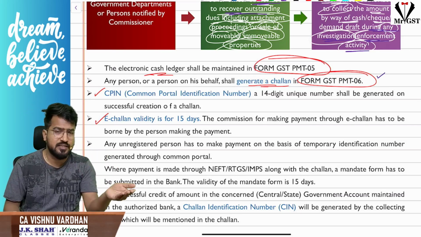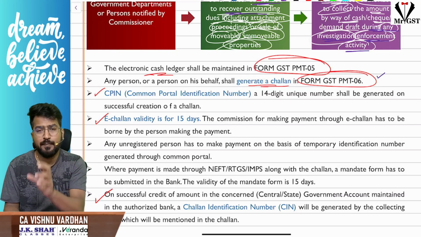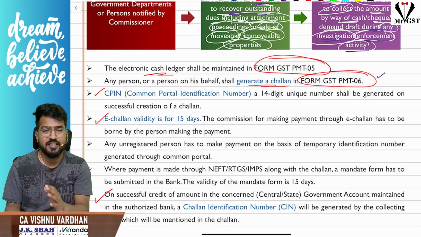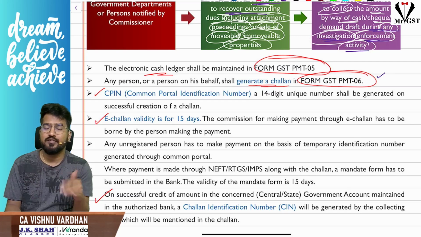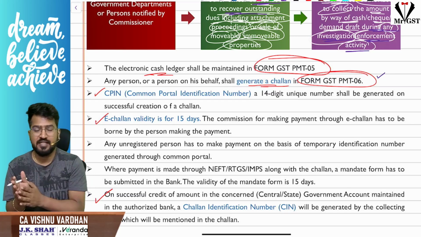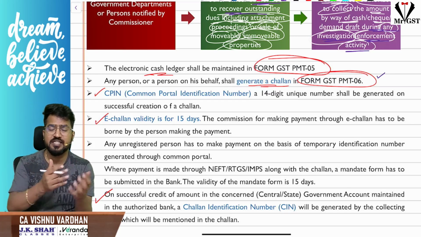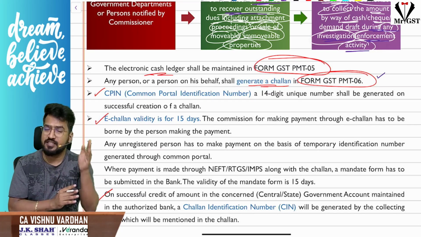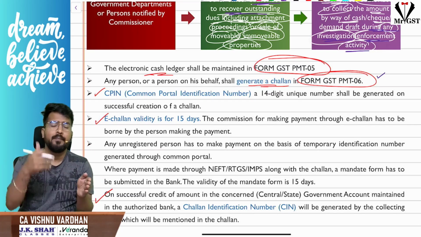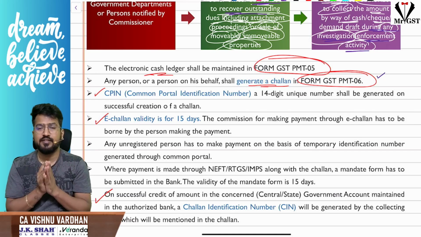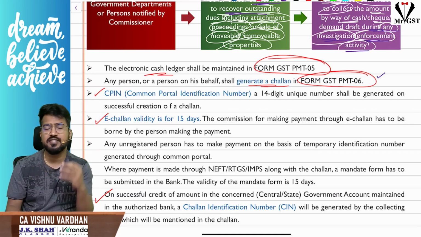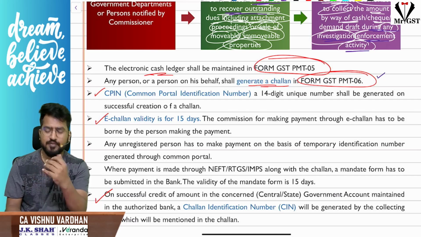Once you generate the challan, a CPIN, Common Portal Identification Number, is generated, which is a 14-digit code, and once you make the payment, the CPIN becomes the CIN, Challan Identification Number, which is a 17-digit code. The 14-digit CPIN plus the 3-digit bank code is taken as the CIN. In some cases, the bank code may be 4 digits also. This is for your general knowledge.